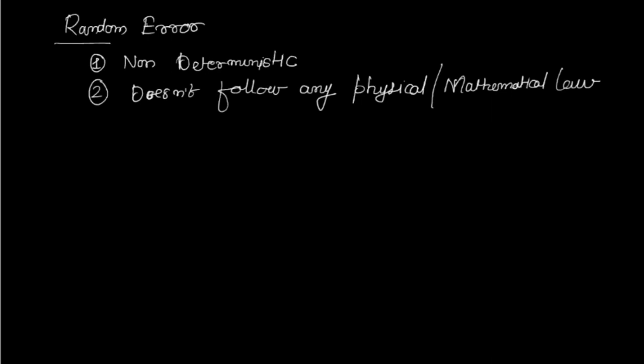We can also say that the random errors are caused due to instrument and human imperfection. There's no instrument which is perfect, there's no human which is perfect. This is one of the causes for the random error. So now the question comes, you cannot determine it, it does not follow any mathematical law. So how then do you deal with it?